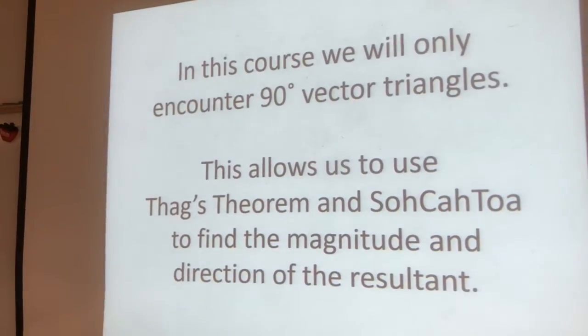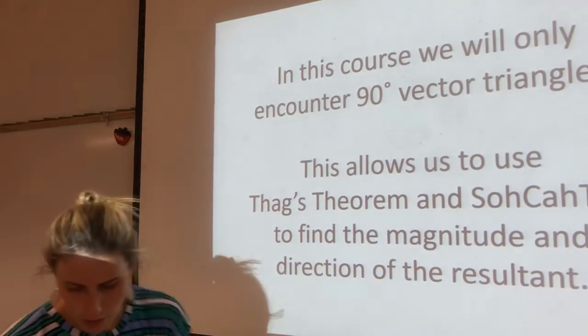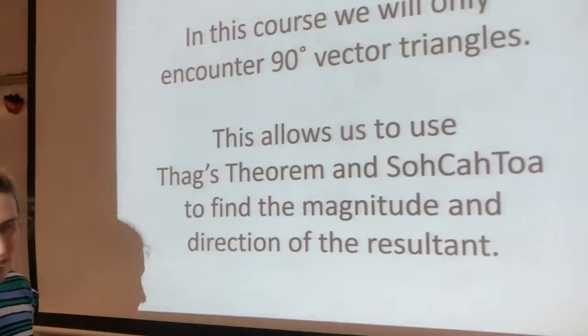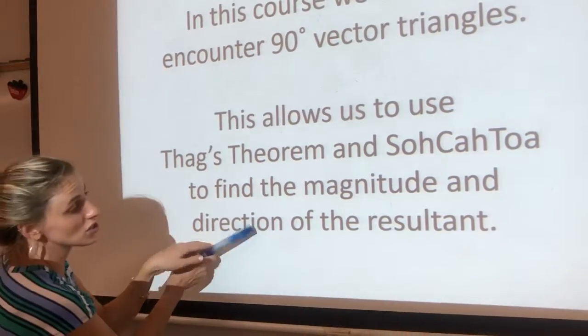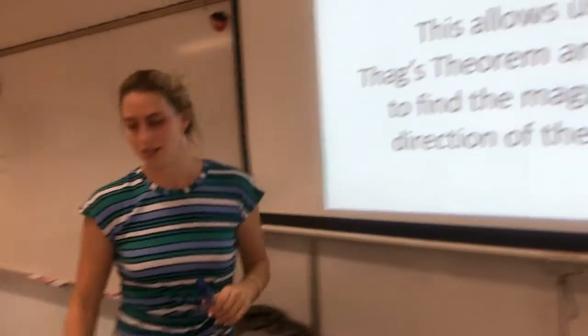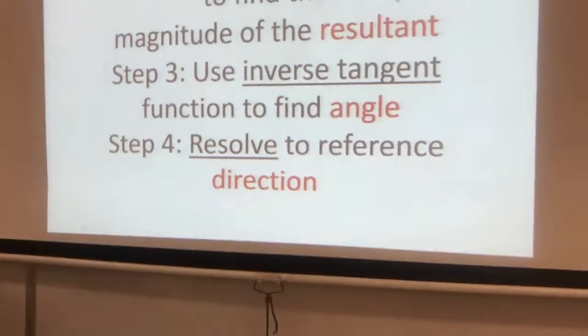In this course, we will only be encountering 90-degree vector triangles. So, like this, 90 degrees. Right triangle. This allows you to use Pythagorean theorem and SOHCAHTOA to find the magnitude and the direction of the resultant, which we haven't talked about yet, but we'll get there. Okay, so here's how we do this.